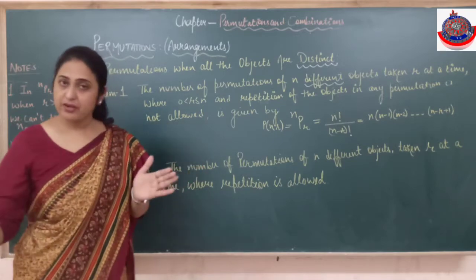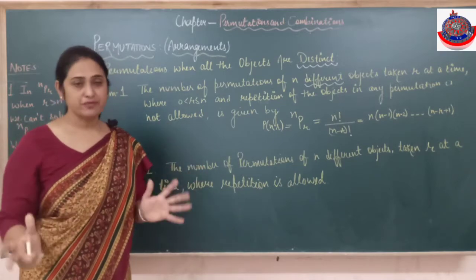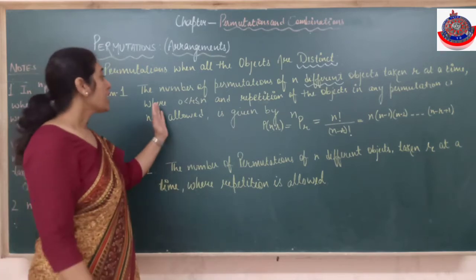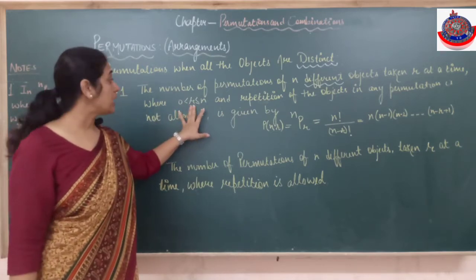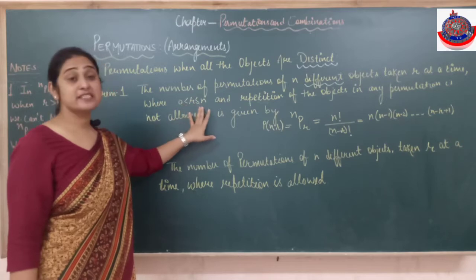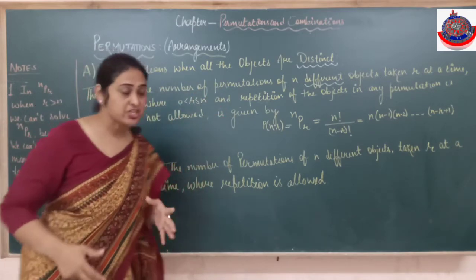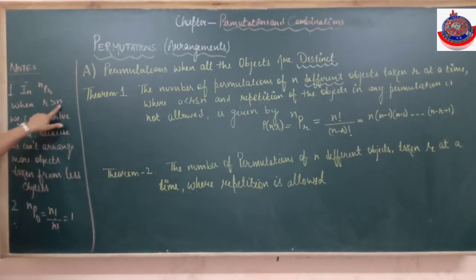I have n different people. I have different students of a class, out of which I have to pick r students, where always keep in mind r is greater than 0 and less than or equal to n. Out of n we have to choose r, so n has to be bigger. r cannot be greater than n.